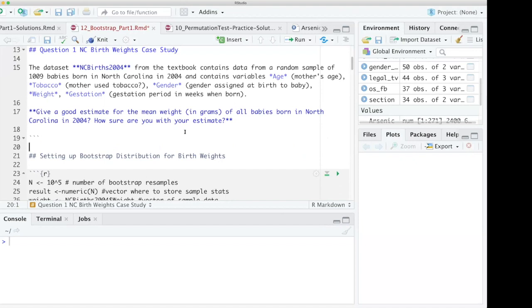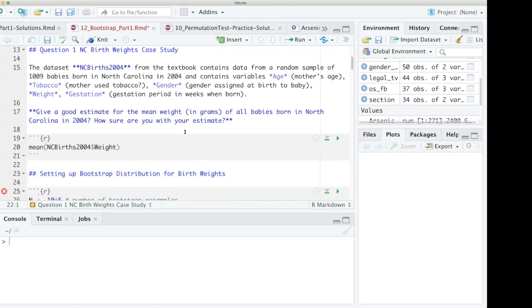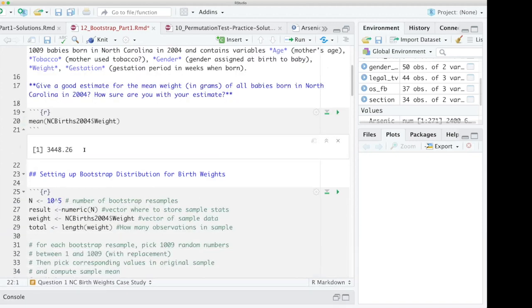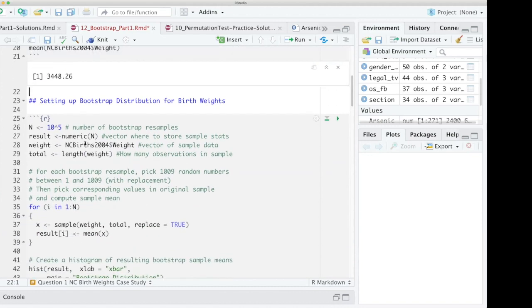So first was saying, what would a good estimate be? And that would be the mean of NC. You forgot the R in the bracket. Oh, thank you. Yes, that was on purpose, just making sure you're paying attention. Thanks. NC births 2004, the variable was weight. And so that was that calculation, and that's where the 3,448 grams came from.